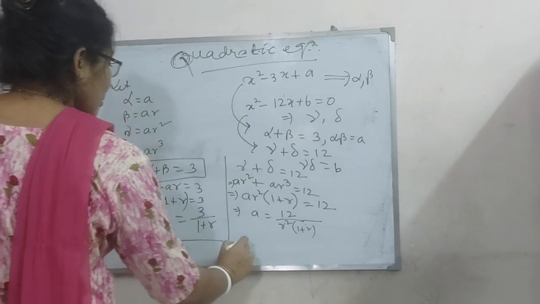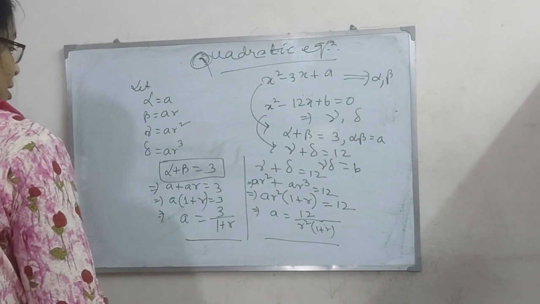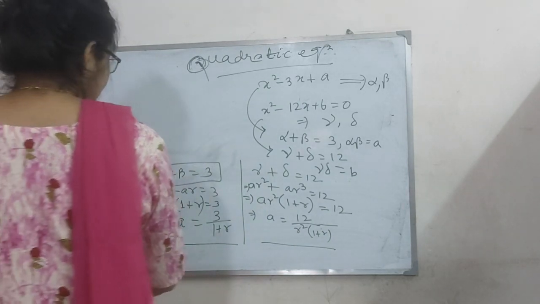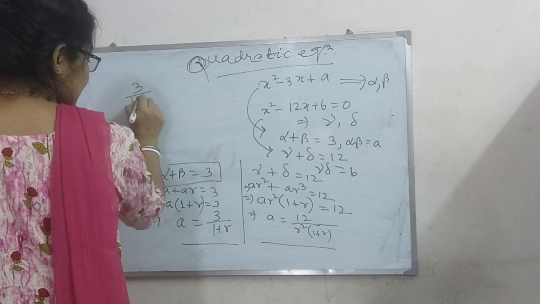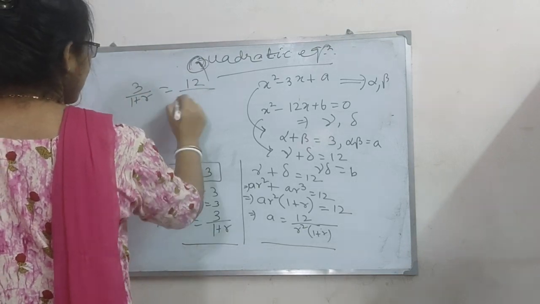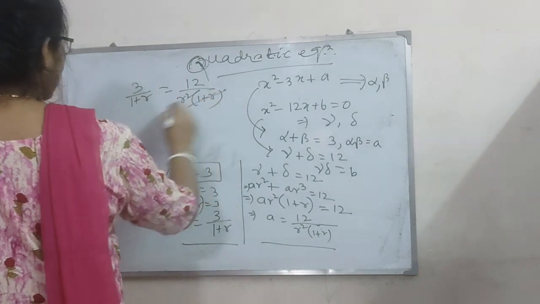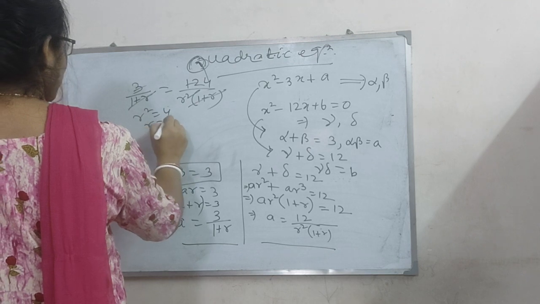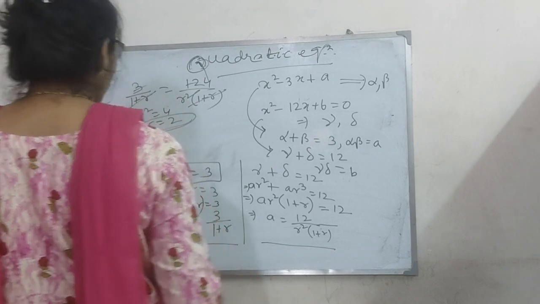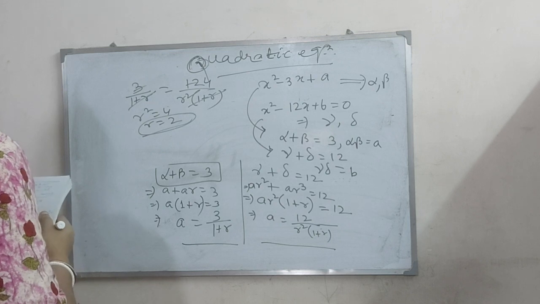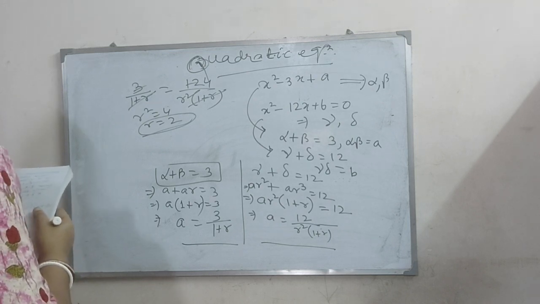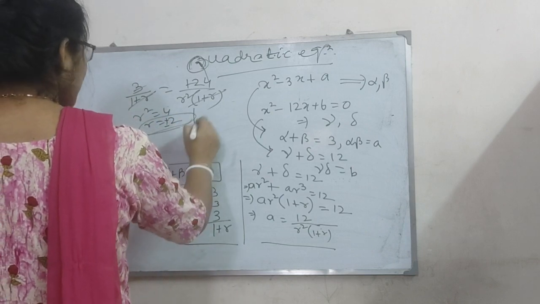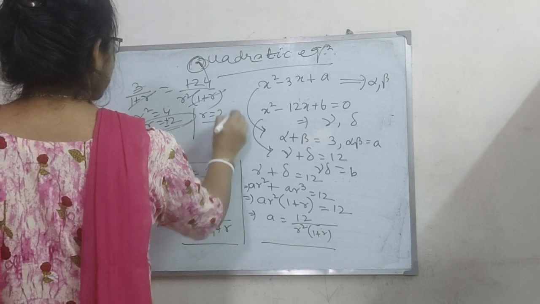Both are equal to a, so I write 3 by 1 plus r equal to 12 by r square into 1 plus r. 1 plus r cancels out, and 12 by 3 is 4, so r square equal to 4, r equal to plus minus 2. But the common ratio is given positive, so we take r equal to 2.